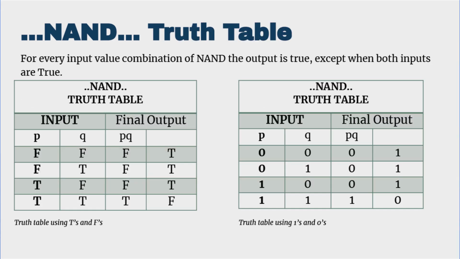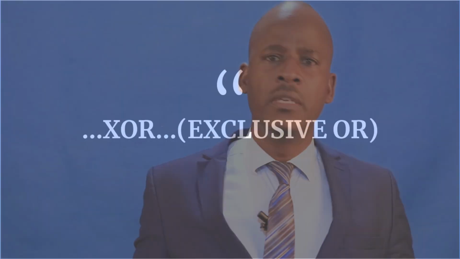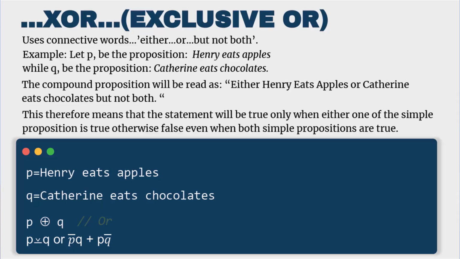So the NAND truth table, again, like I've told you, it is the opposite of the AND. Whatever was true in the result of AND will become false, and whatever was false will become true. Then the XOR, what we call the exclusive OR table. In the exclusive OR table, we usually use the term either, dash dash, or, but not both.